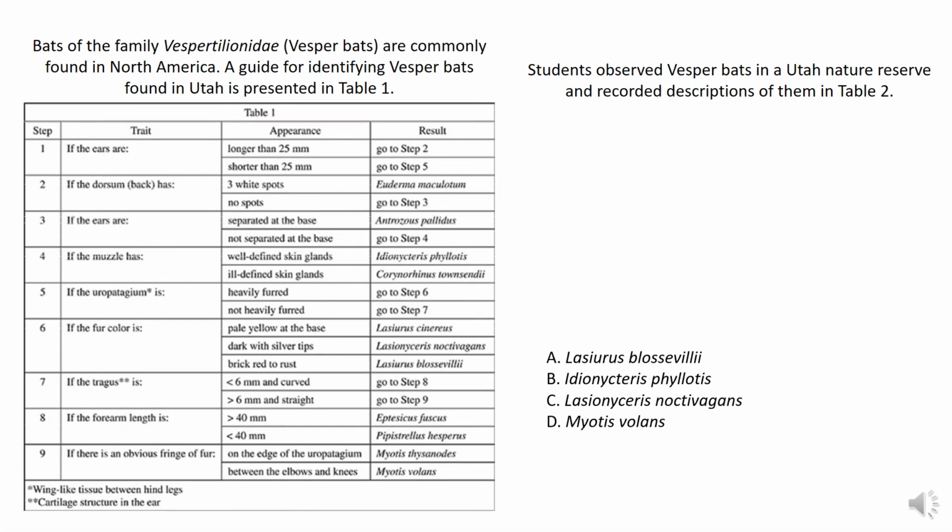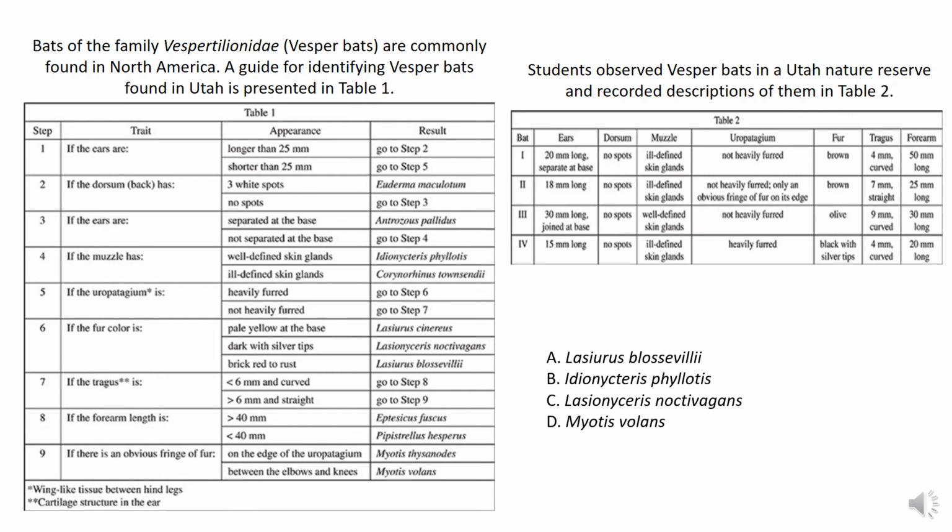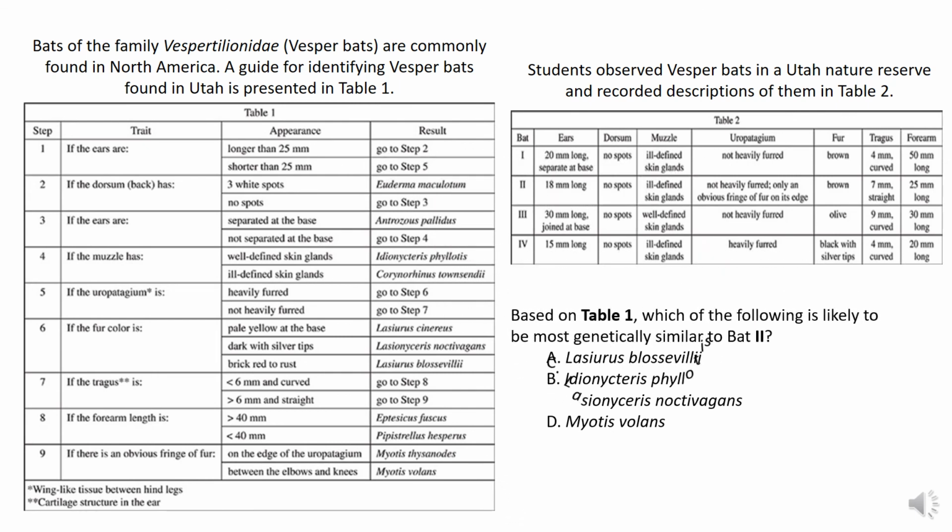Our last question. Same chart. So now, based on table 1, key point here, again, table 1. Which of the following is likely to be most genetically similar to BAT2? So BAT2, right here. Let's look at the characteristics and figure out BAT2. So BAT2 has ears that are 18 mm long. So this is the ears. That is shorter. So it tells us to go where?